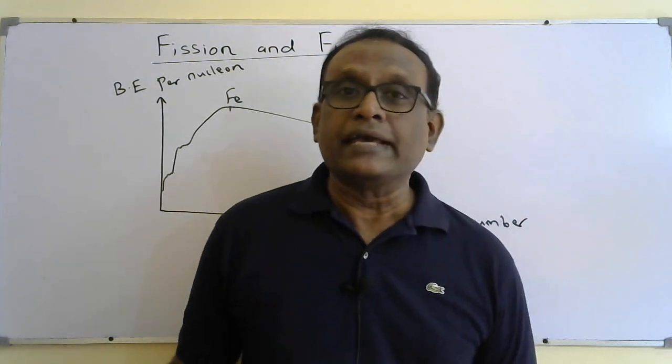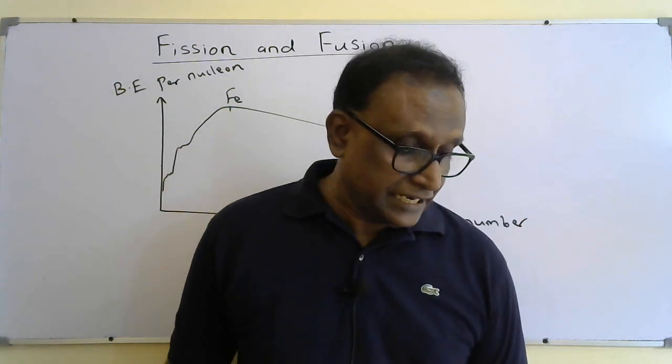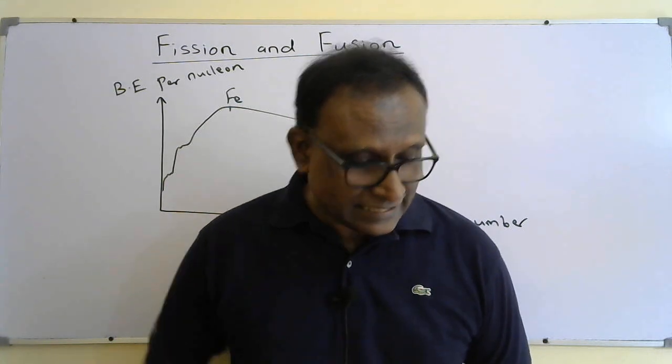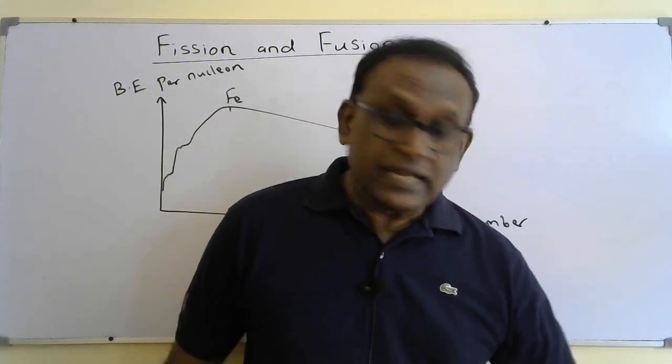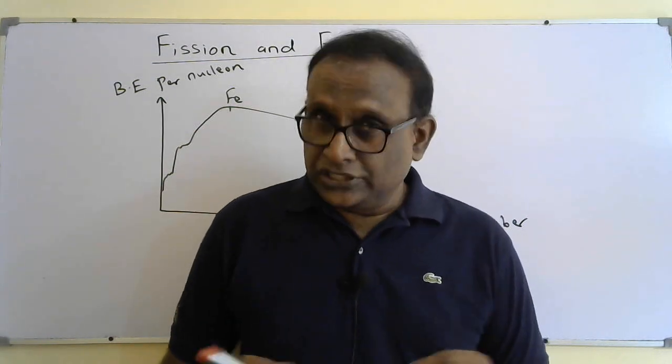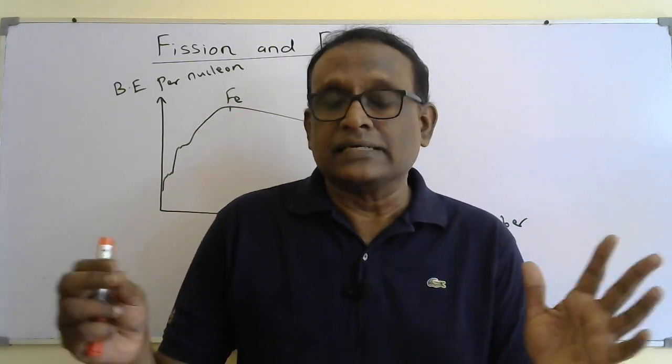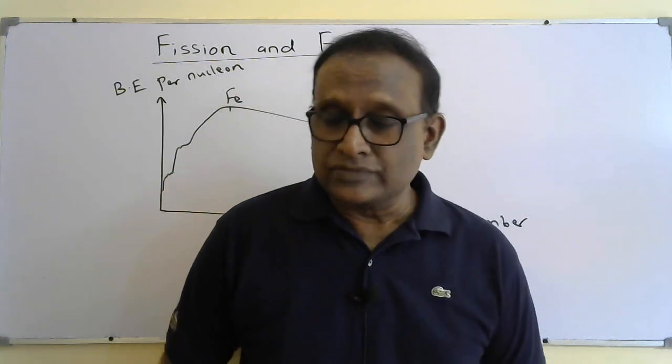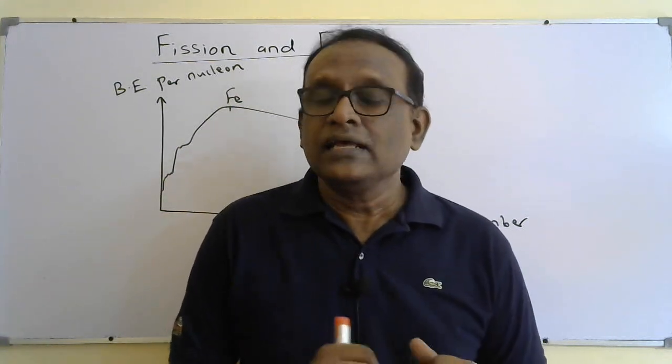It could break up into barium and krypton with release of three neutrons, or rubidium and cesium, or zirconium and tellurium. Like that, many different possibilities are there depending on the kinetic energy of the neutron which collides with the uranium nucleus. Whatever, I will discuss it later today.